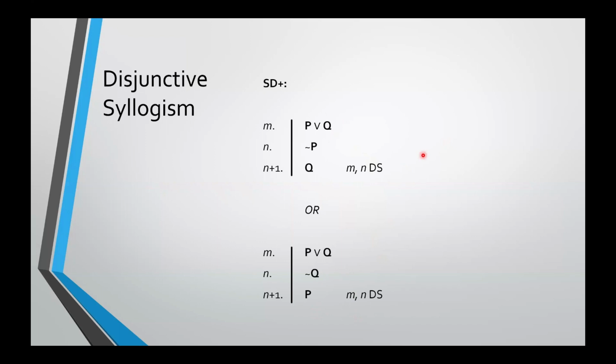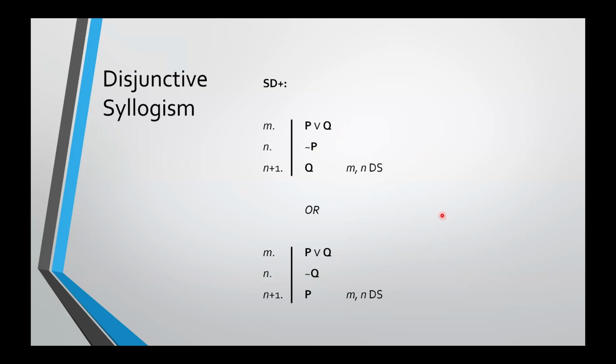SD plus allows you to do this in one step. So from P or Q and not P, you can infer Q. From P or Q and not Q, you can infer P. And they're both cited then DS for disjunctive syllogism. This actually is an incredibly useful rule.